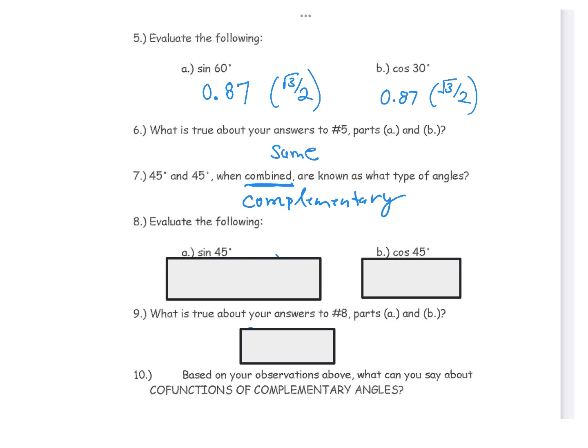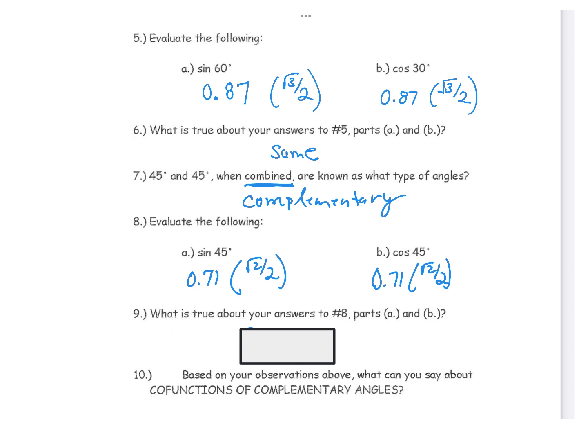All righty. So what is our sine of 45? Yeah. I had 0.71. That is our square root of 2 over 2. What'd you get for cosine? Same thing. So for question number 9, what was true about your answers to part A and B in number 8? Scarlett. They're the same, yeah.